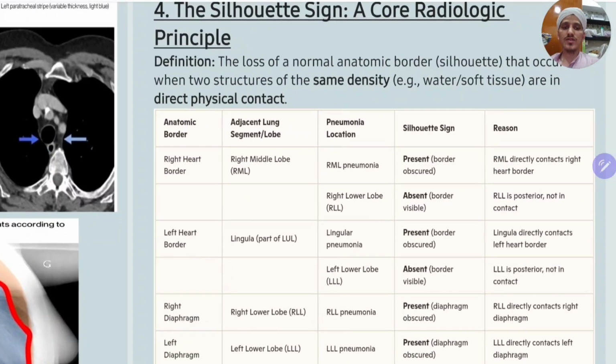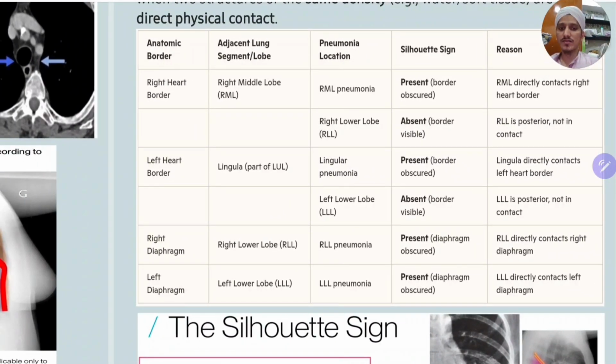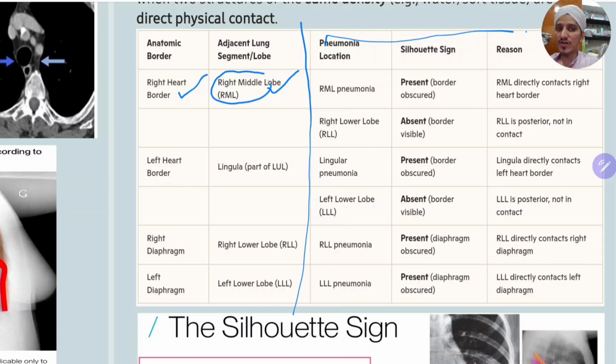So remember, before going on to the silhouette sign, I will explain this part afterwards. The right heart border is in direct contact with the right middle lobe. What that means is, if there is consolidation or collapse in the right middle lobe, the right heart border, which is already white in the chest X-ray while the lung parenchyma is blackish because of air, will lose its contour. We will not be able to appreciate the right heart border properly in between the lungs and the heart. So that is the silhouette sign.